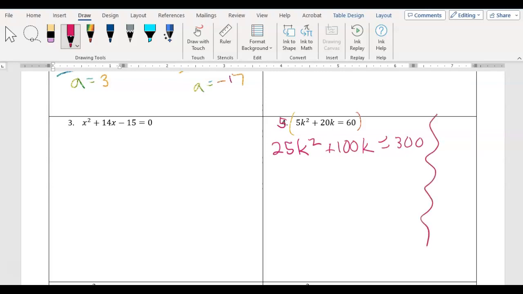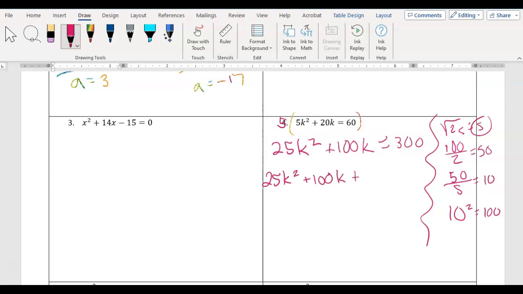Now I'm going to take the square root of 25, which equals 5. I'm going to save that for later. 100 divided by 2 gives me 50. 50 divided by 5 gives me 10. And then I have to square 10 to make it a perfect square, so that's 100. So I'm going to add 100 to both sides. 300 plus 100 is 400.